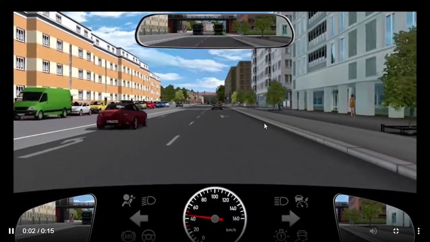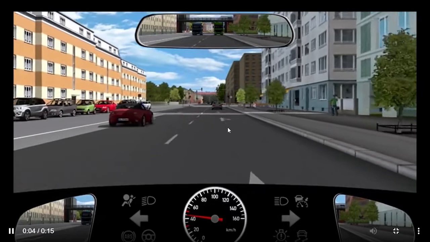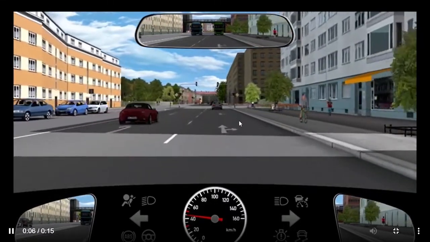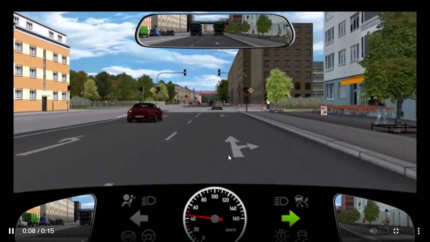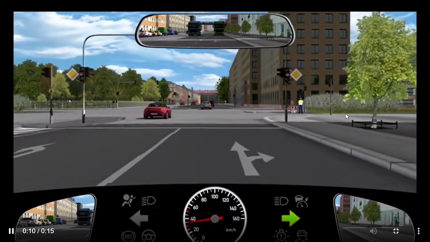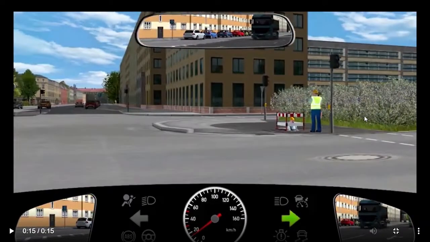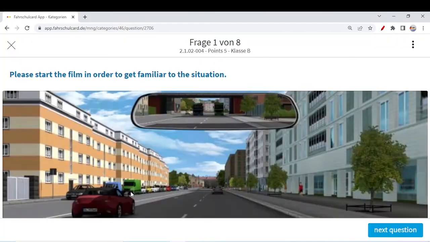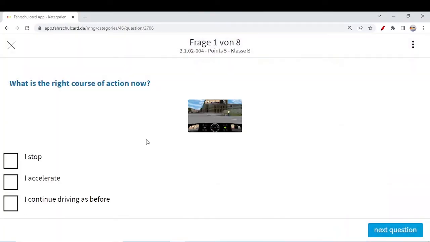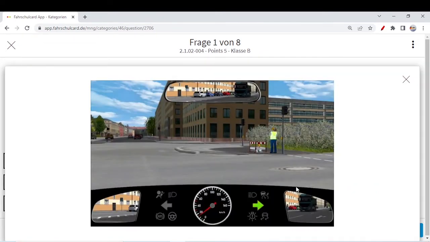If you see on this roadway, from this lane you can go straight ahead or take the right turn, and here you are indicating right. Whenever you are taking a right turn, you need to think about the cyclist coming from your back or from the opposite direction, as well as the pedestrians. So in this situation, what is the right course of action now? I stop. Yes, you are taking a right turn and you see a runner, a pedestrian, coming onto the roadway. So you have to stop as per the rule.